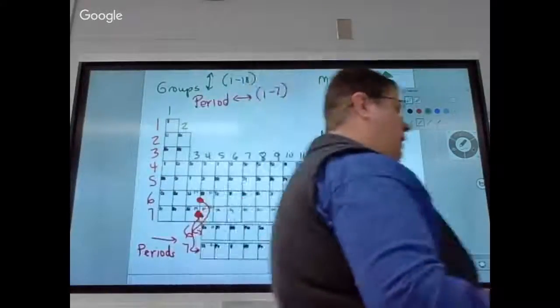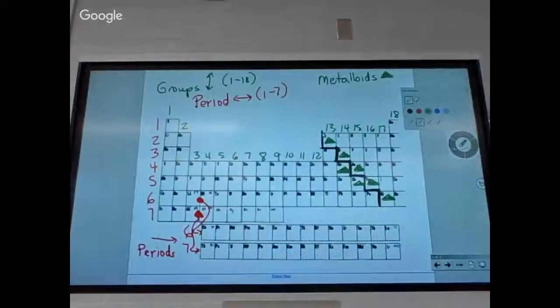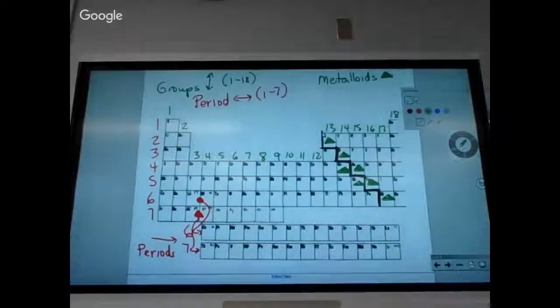There are 7. Now, the weird part about metalloids is not all periodic tables agree on this. And I have no explanation as to why we cannot agree on what is and is not a metalloid. Okay? So, those are the ones that I'm going to stick with. They're going to be metalloids. Okay? So, the 5 on top and the 2 on the bottom.